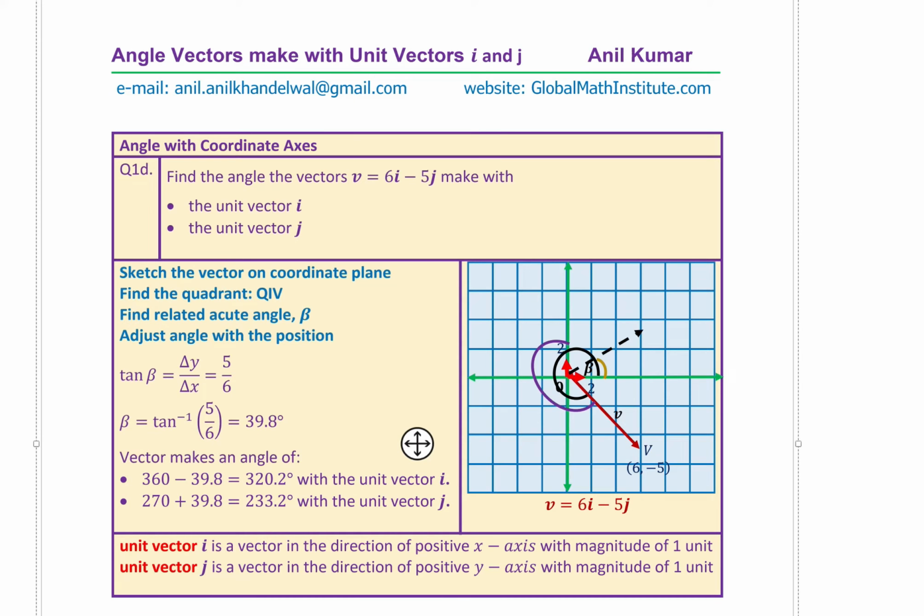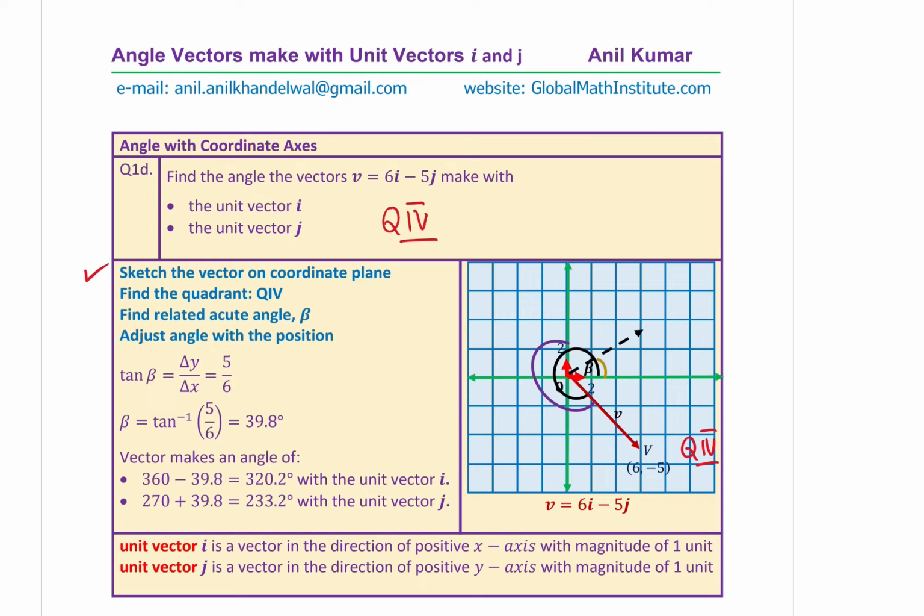Okay, now we'll move on to question number 1D, which says find the angles which vector v equals 6i minus 5j makes with the unit vectors i and j. So the question is exactly the same. First thing to figure out is in which quadrant you are. The value of a is positive and b is negative. Clearly, we are in quadrant 4. So you can see the first step should be to sketch the vector and understand in which quadrant you are. So we are in quadrant 4 as shown here.